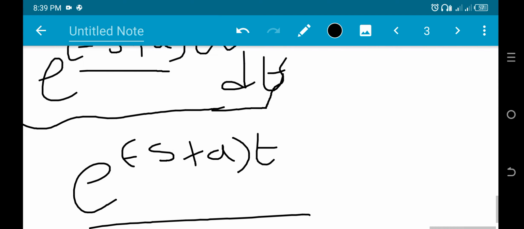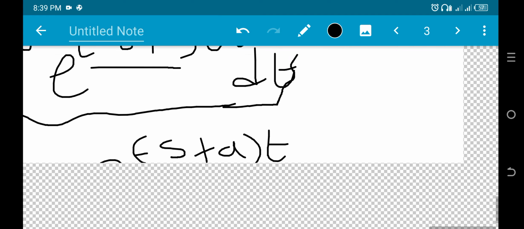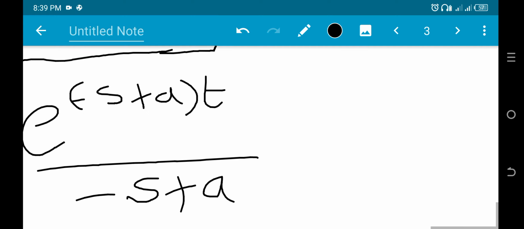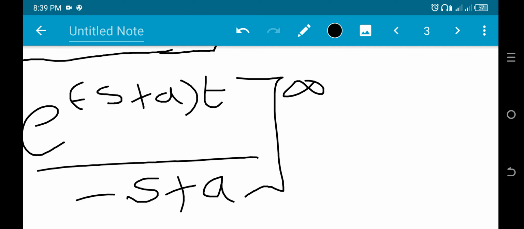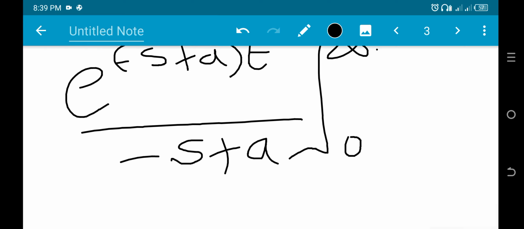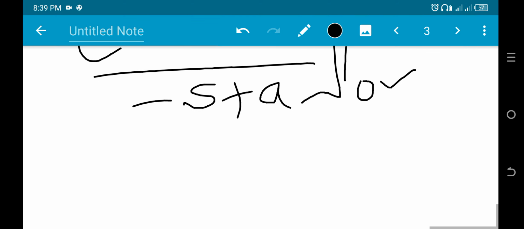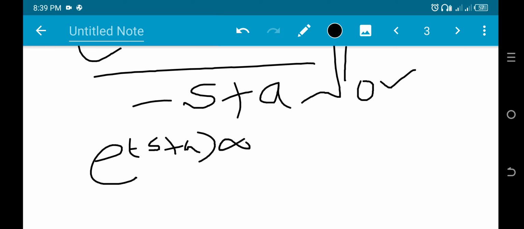From here we have to introduce our bounds. The bounds are from 0 to infinity: the upper bound is infinity, the lower bound is 0. Let's substitute infinity first. Once we substitute infinity, it will be e to the power of negative s plus a multiplied by infinity, and we know that this is 0. So for the first part, we just have 0.